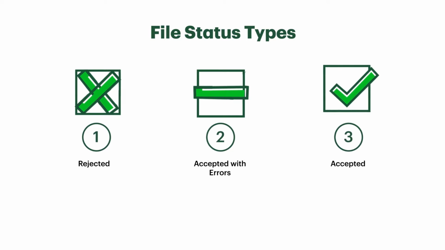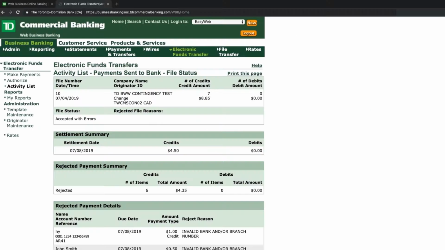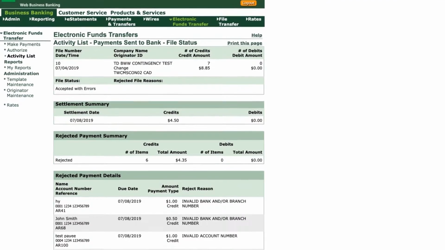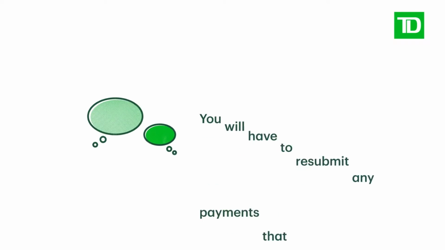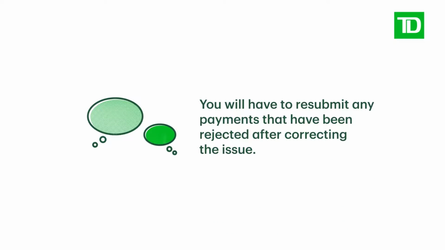Or three, you receive a status of accepted. This indicates that all payments contained within the file were accepted and will be processed. Click on the File Status hyperlink to bring up your EFT confirmation that will show the status, a settlement summary of payment count and amount totals, or any error or payment reject reasons. You will need to resubmit any payments that have been rejected once you have corrected the issue.